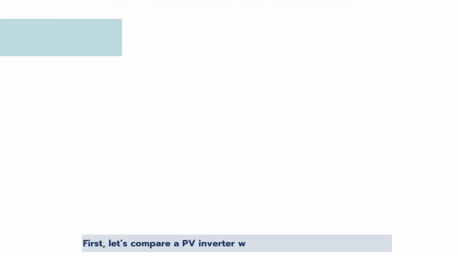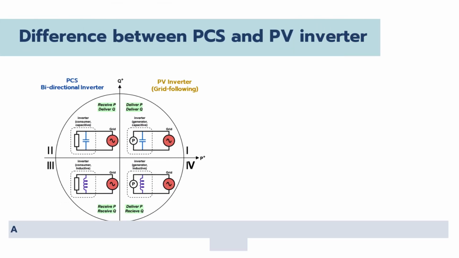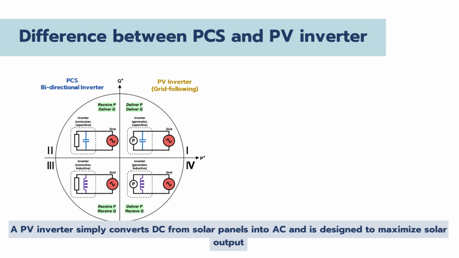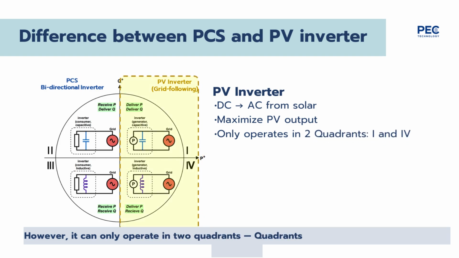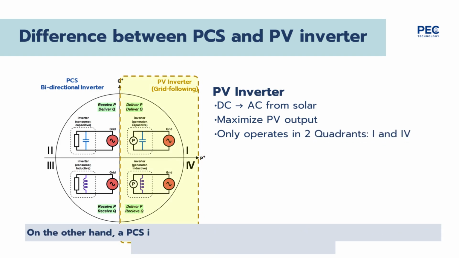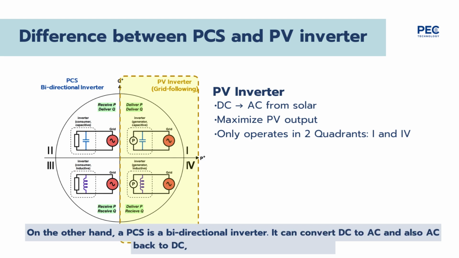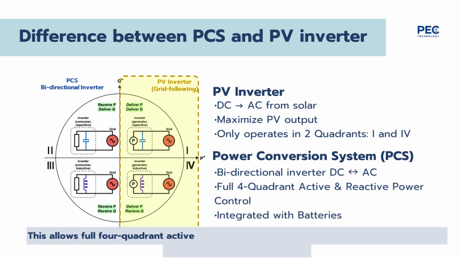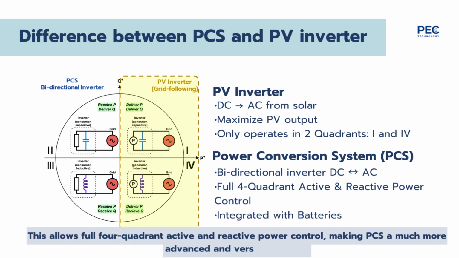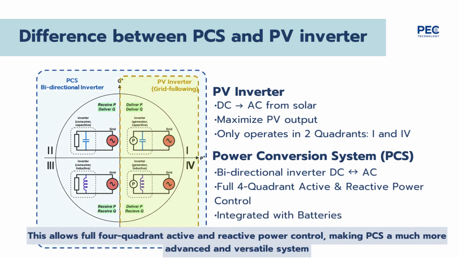First, let's compare a PV inverter with a power conversion system. A PV inverter simply converts DC from solar panels into AC and is designed to maximize solar output. However, it can only operate in two quadrants, 1 and 4, which limits its flexibility. On the other hand, a PCS is a bidirectional inverter. It can convert DC to AC and also AC back to DC, supporting battery integration. This allows full 4-quadrant active and reactive power control, making PCS a much more advanced and versatile system.